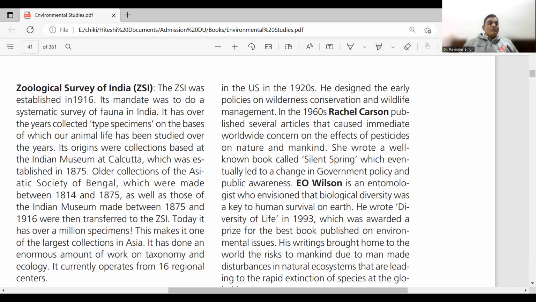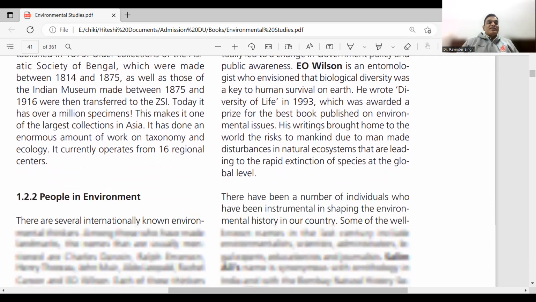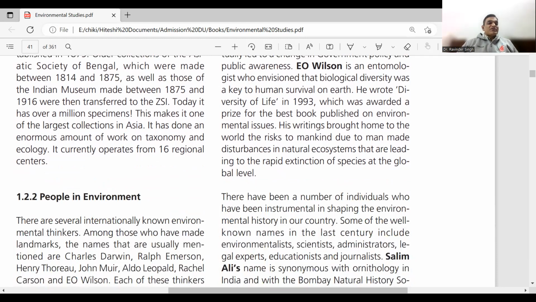Today, it has a million specimens. This makes it one of the largest collections in Asia. It has done an enormous amount of work on taxonomy and ecology. It currently operates from 16 regional centers.